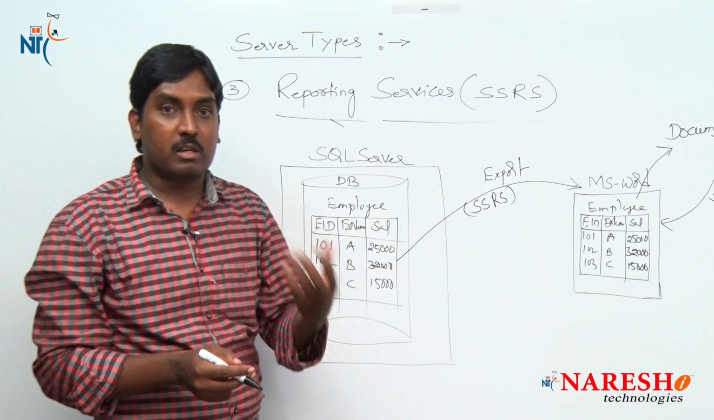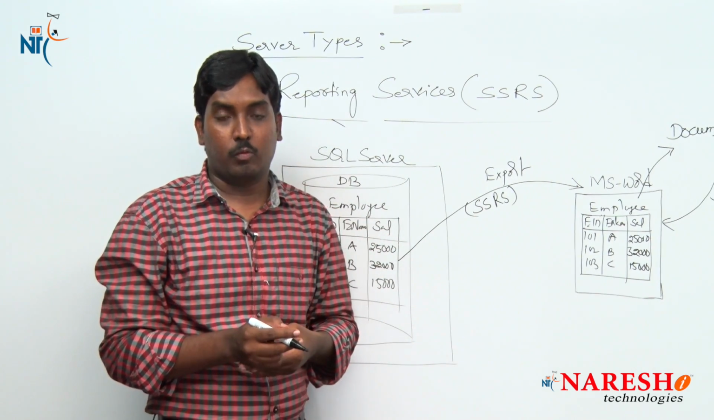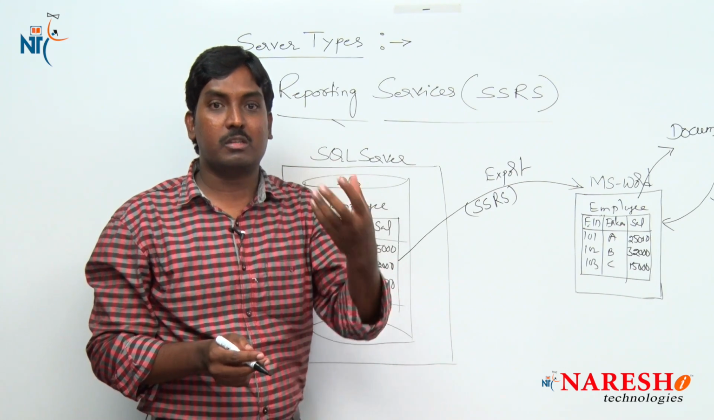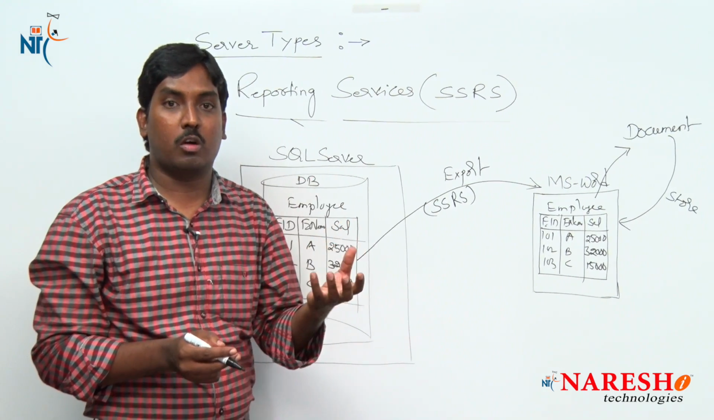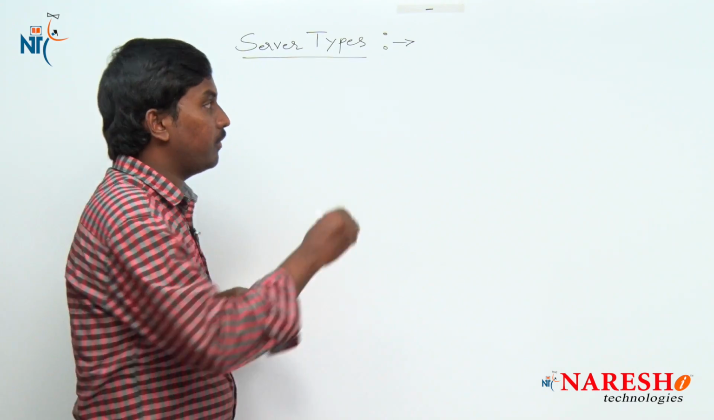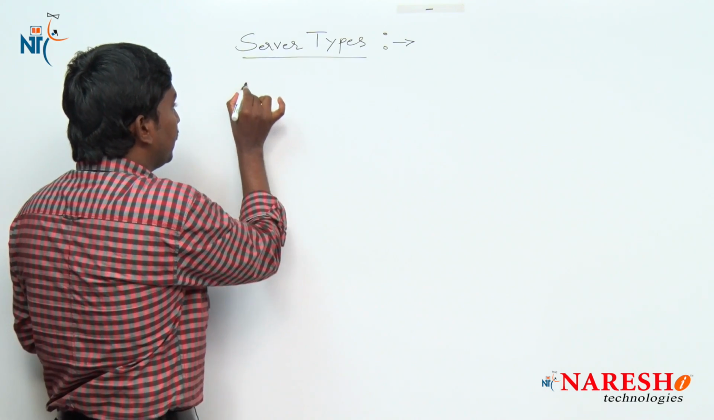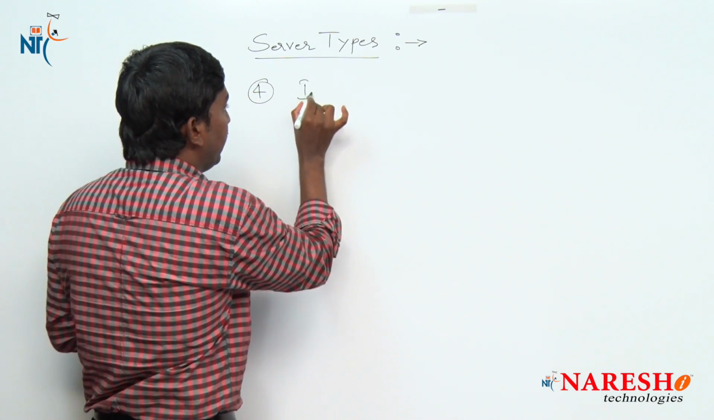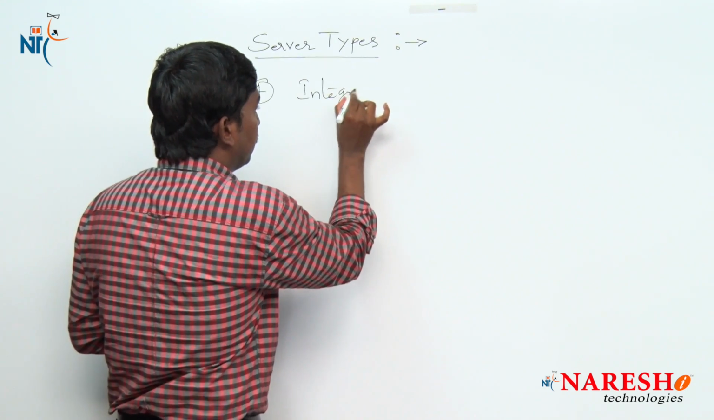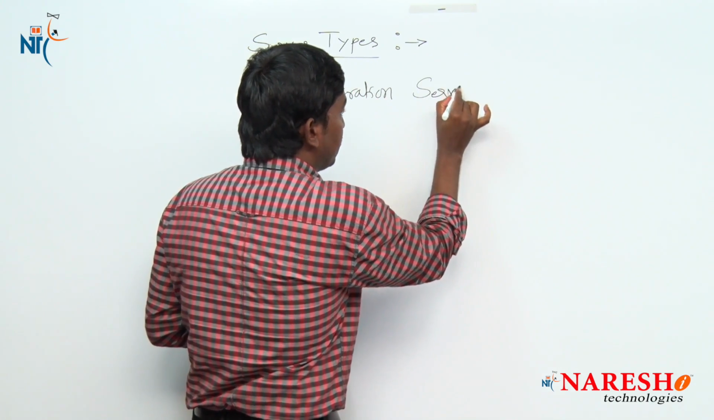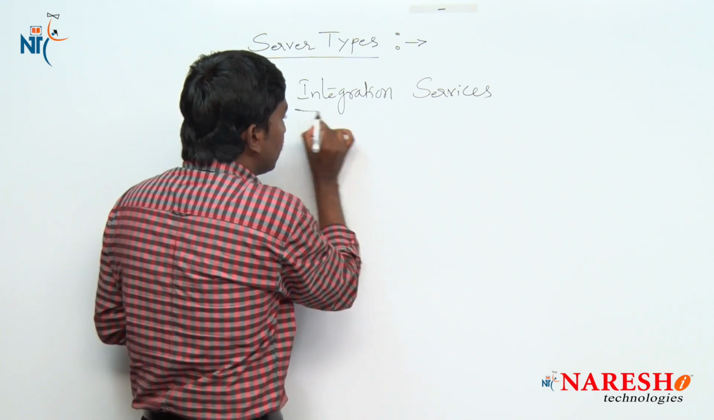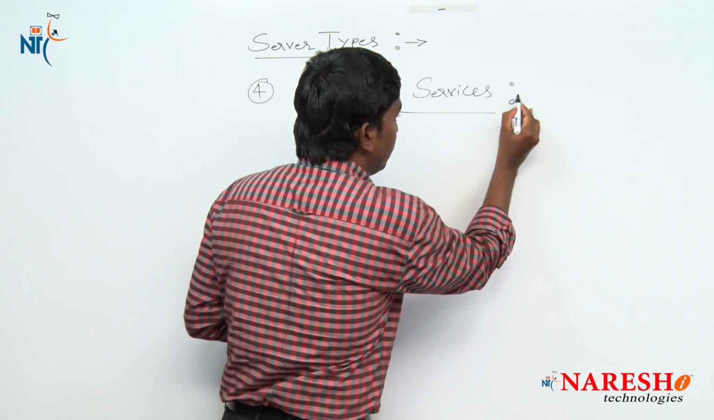And at the next level, there was one more service. What is the next level here? Integration services are there. So how do we use integration services now? Now we can check. The fourth service in my server type is what we call integration services. So integration services is the next service in my SQL Server.